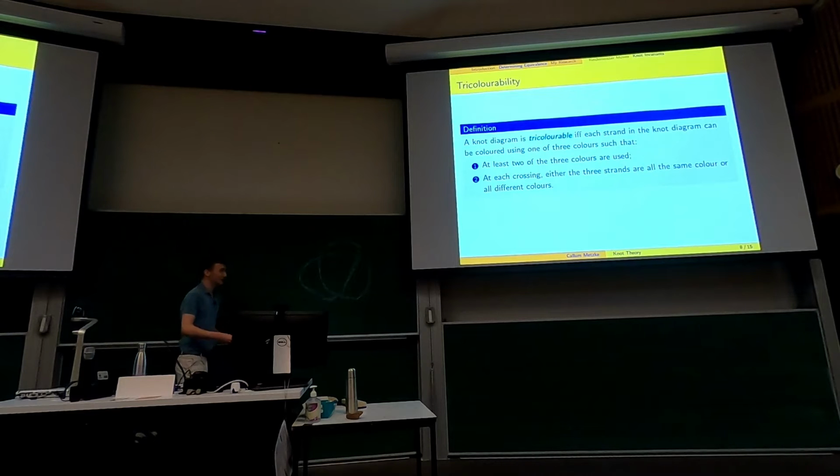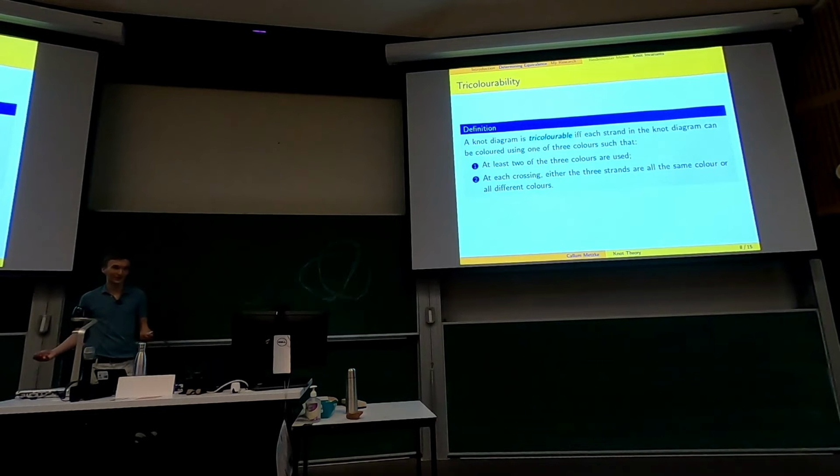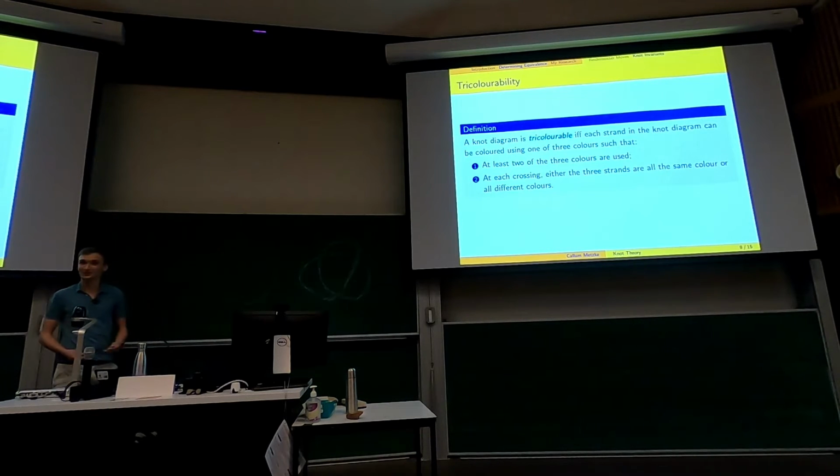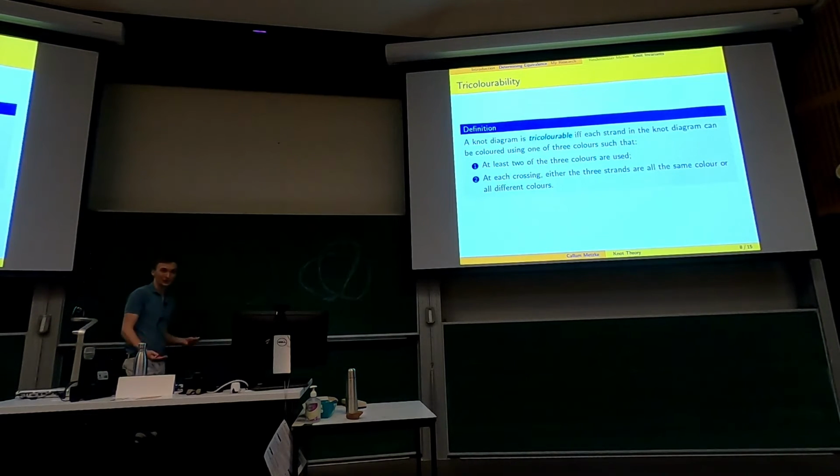If we take something else like the unknot, well, there's only one way to color it. It's either red, it's green, or it's blue. And tricolorability says that we need to use at least 2 colors. So the unknot is not tricolorable.